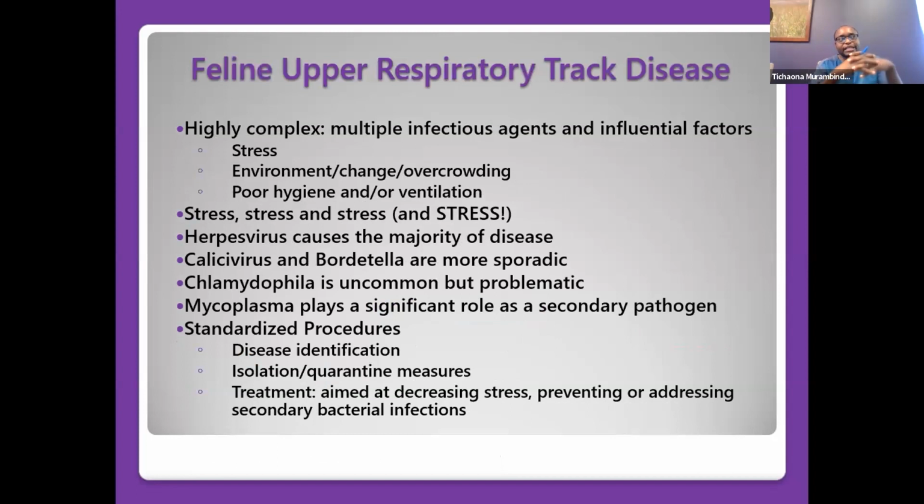How do you treat this upper respiratory disease complex? We understand that it is really highly complex. There are multiple infectious agents that are involved. The factors that are involved are things like stress, environment change, overcrowding, and poor hygiene and ventilation. They create the conditions for this microorganism to affect most of the animals in shelters or in breeding facilities.